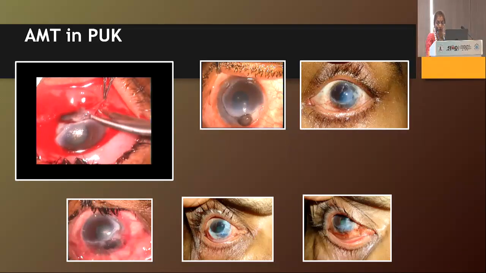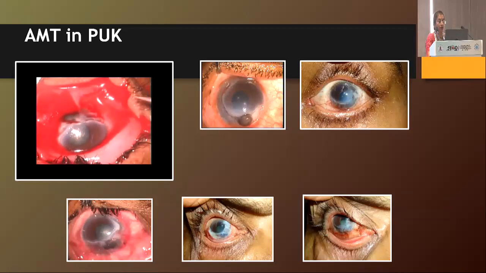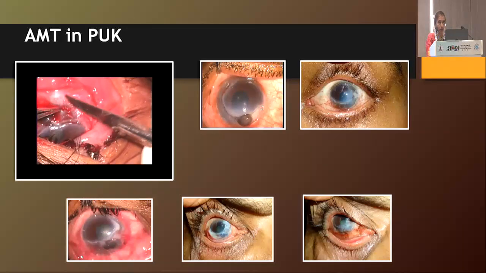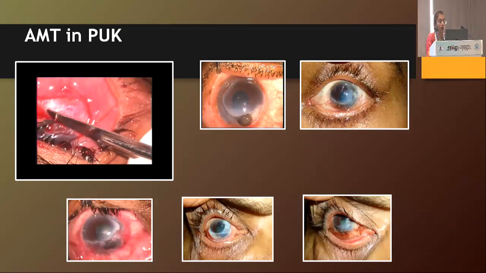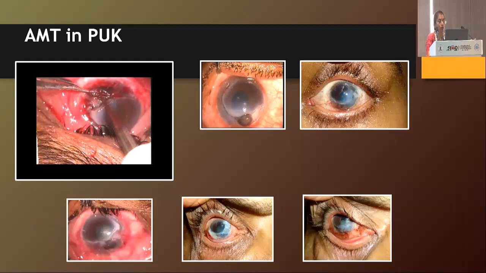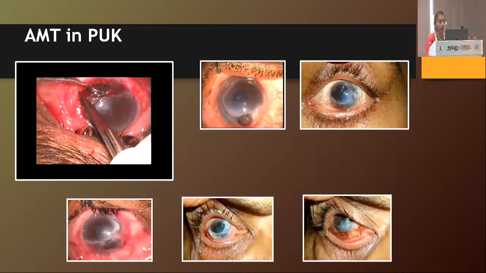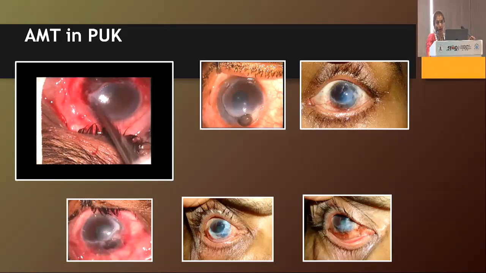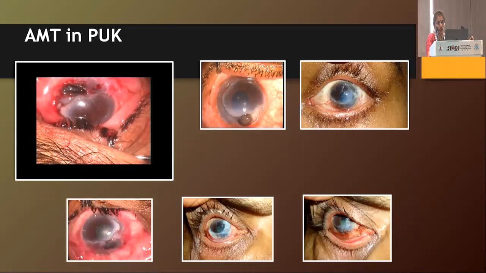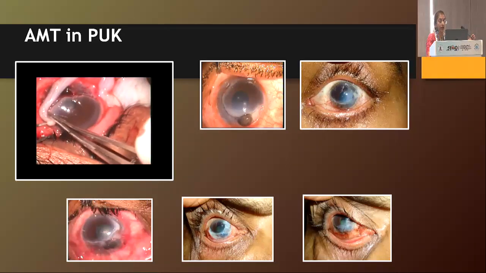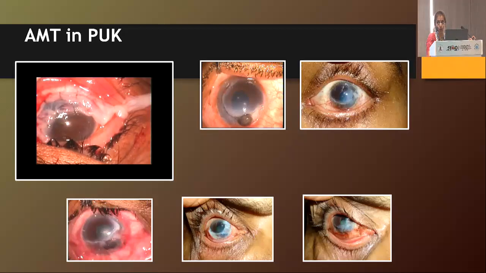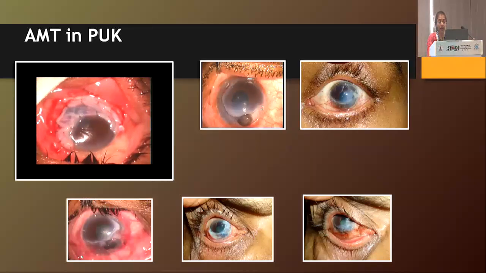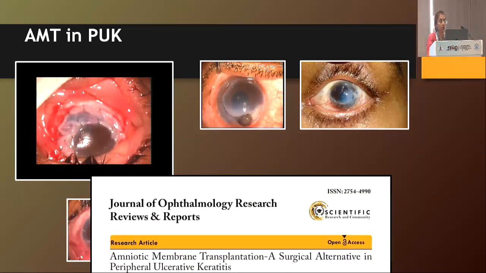In PUK also this is very useful. You can go for lamellar keratoplasty, but if you don't have donor cornea, you can do a proper dissection, take out the fibrosis and necrotic material. In perforation or such a situation, you take care over the perforation to remove the necrotic material at the end, so that you don't lose the anterior chamber depth, and then put a roll of amniotic membrane. You can see in the pictures there is good healing of this PUK.